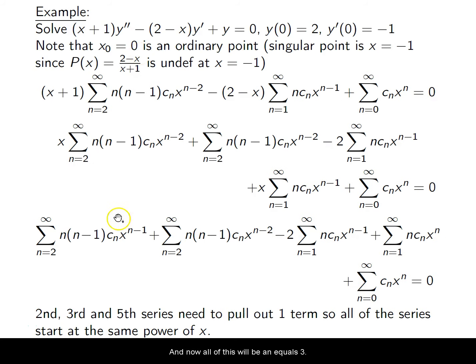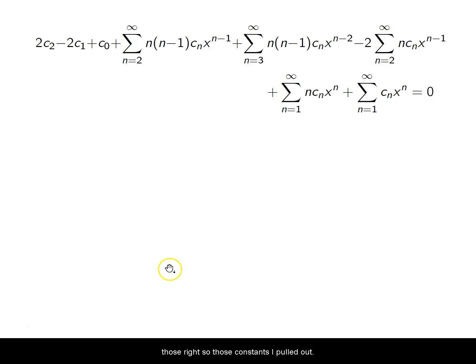And now all of this will be n equals 3, n equals 2, n equals 1, because I pulled out one term from each of those. So those constants I pulled out, this stays the same. I didn't do anything to it. This one was n equals 2. It's now up 1 because I pulled out this term. This is now n equals 2. It was 1 because I pulled out this one. And this one now starts at 1 because I pulled out the C naught constant. Okay. So now all of these start at x. I pulled out all the constants.